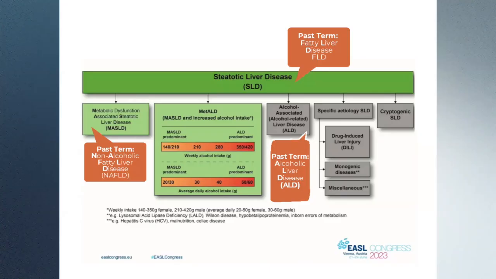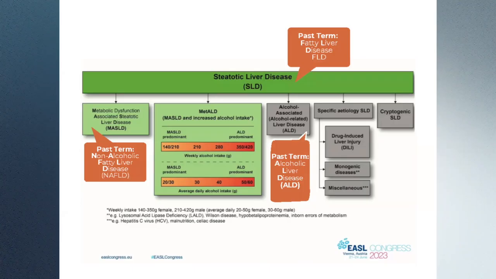Now, we came up with this new category called MetALD, and I'm not going to go into the specifics of how it's diagnosed because this is still under a lot of debate and talk. But I can tell you what we've known for a long time is that people with metabolic dysfunction who drink have a much higher risk of developing liver diseases and liver cancer.